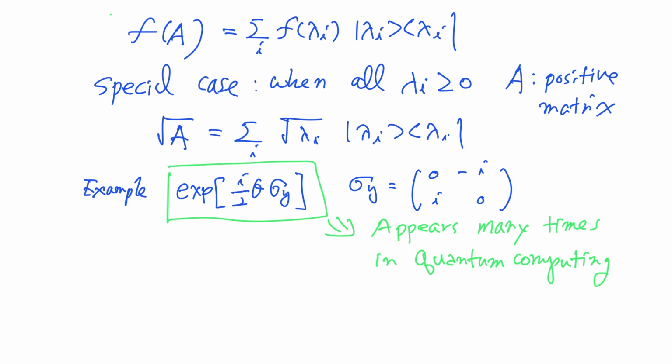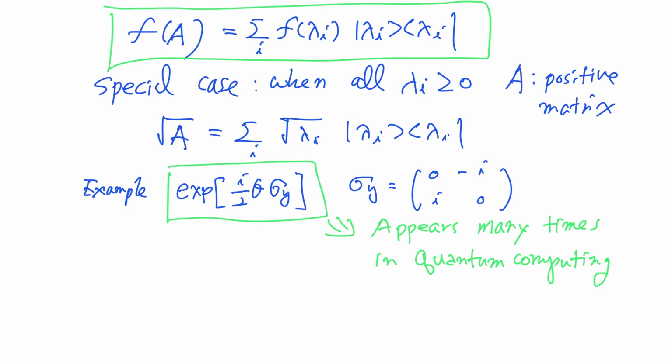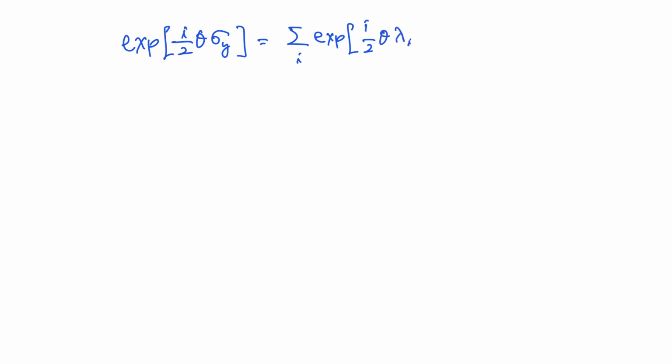So this is a very important property as well. Using this, we can actually calculate this special function, exponential i over 2 theta sigma y. Using the spectral theorem, it becomes exponential i over 2 theta lambda i. You just replace sigma y by lambda i.